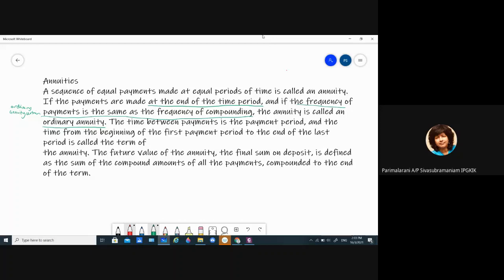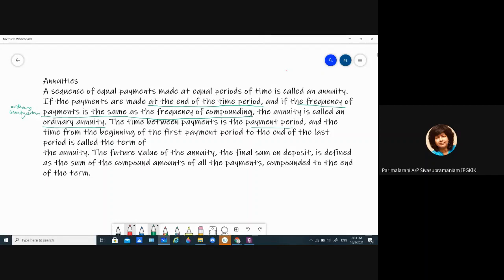The time between payments is the payment period. The time from the beginning of the first payment to the end of the last payment is called the term of the annuity. The future value of the annuity, or the final sum on deposit, is defined as the sum of the compound amounts of all the payments compounded to the end of the term.